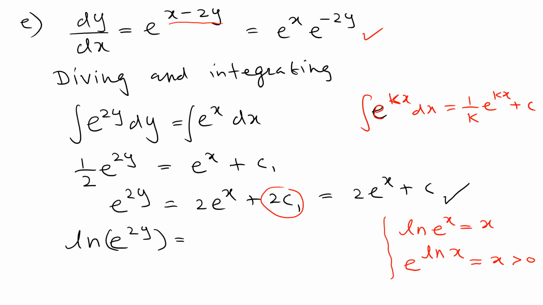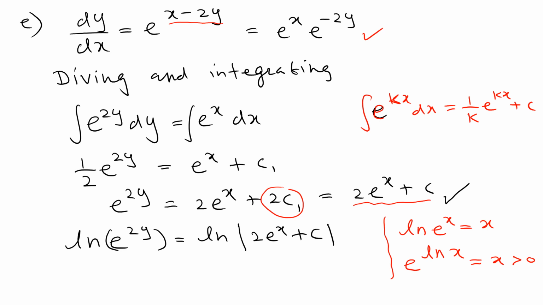On the other side also ln. And if you don't know that this one is positive, then you have to take the absolute value sign, because we don't know what the sign of c is. So it will be better to take the absolute value here: 2e^x plus c, because we don't know c. If c is positive, you don't need that. Okay, so we get that.